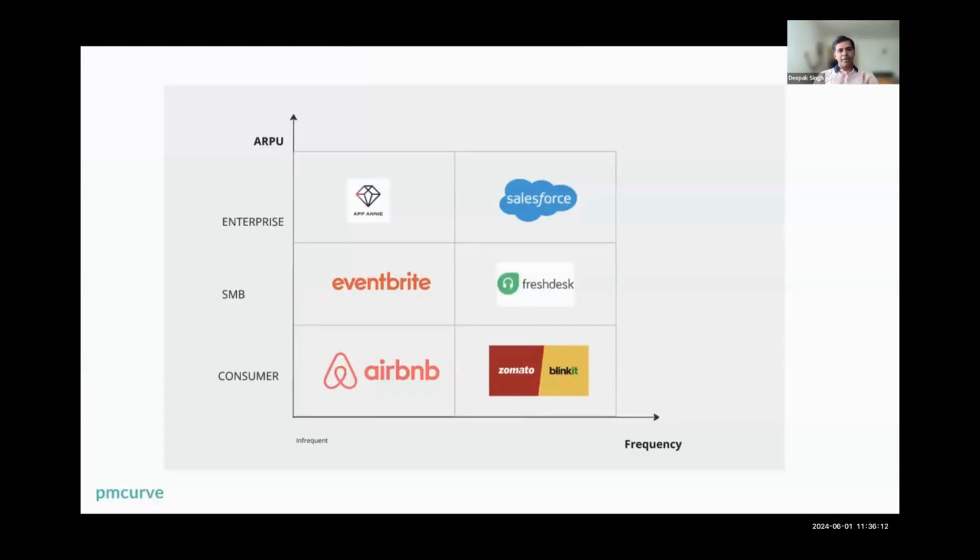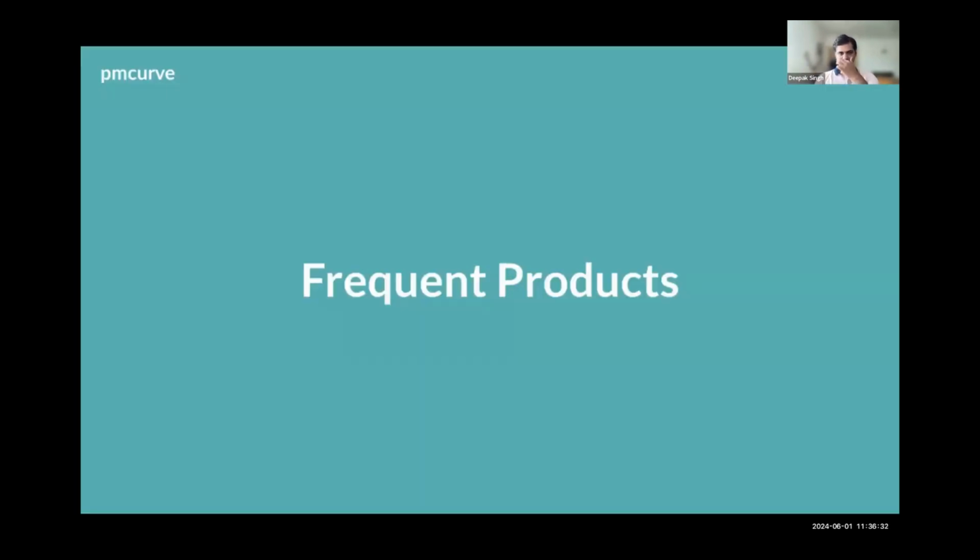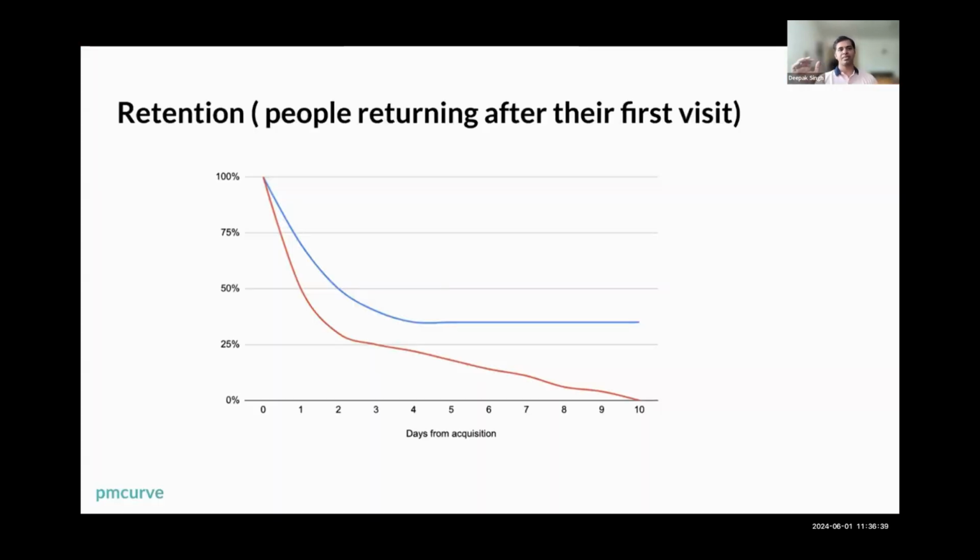When it comes to measuring PMF, let's revisit this chart where we are saying ARPU, enterprise, SMB, small and medium business, consumer, and then there is infrequent and highly frequent, right? And let's talk about two spectrums of products. First is frequent products, second is infrequent products. So when it comes to frequent products, I think we know what the answer for PMF is. If I have to measure PMF, the best way to measure is retention, right? And when I say retention, it has to be like the blue line, not the red line.